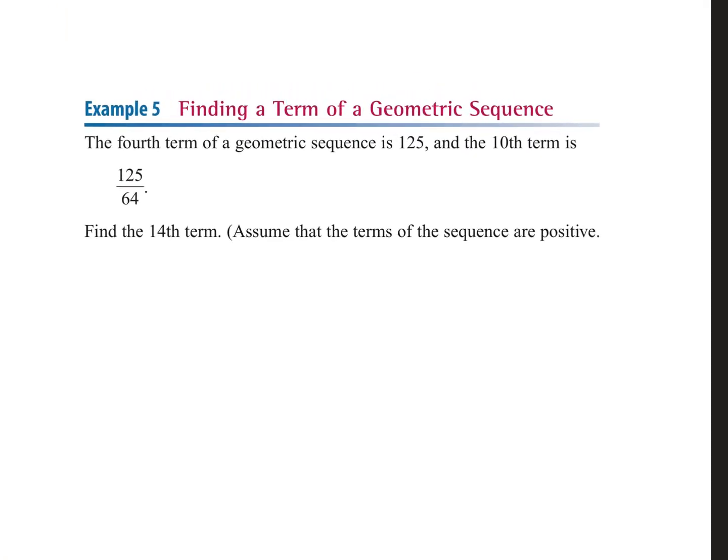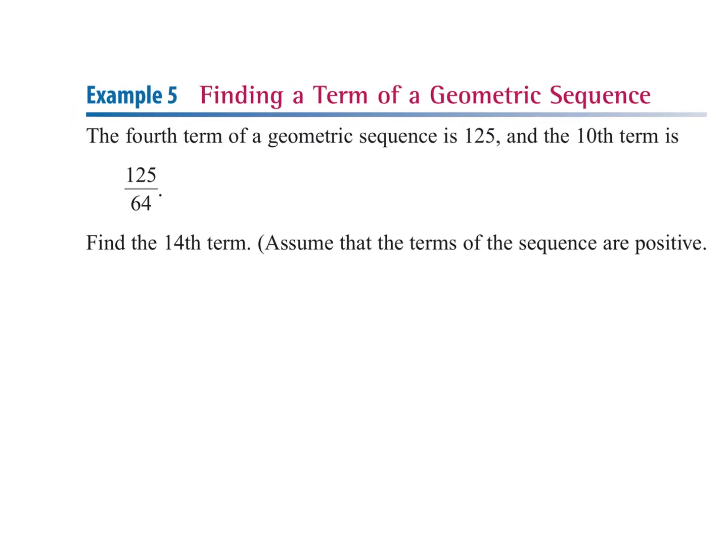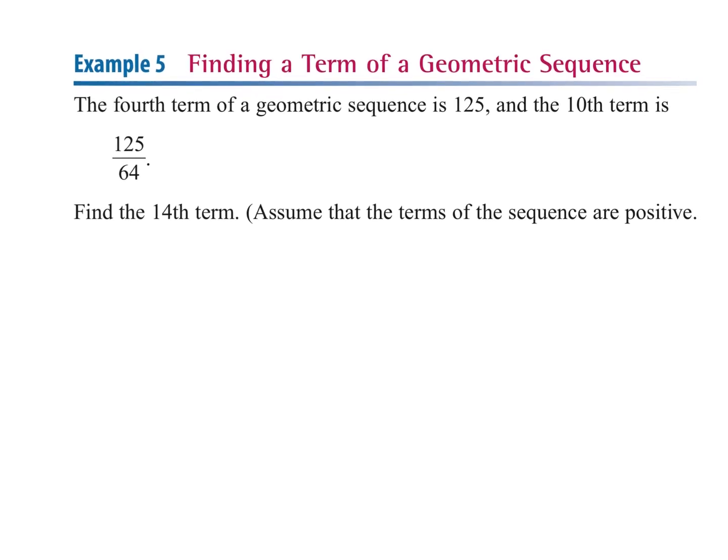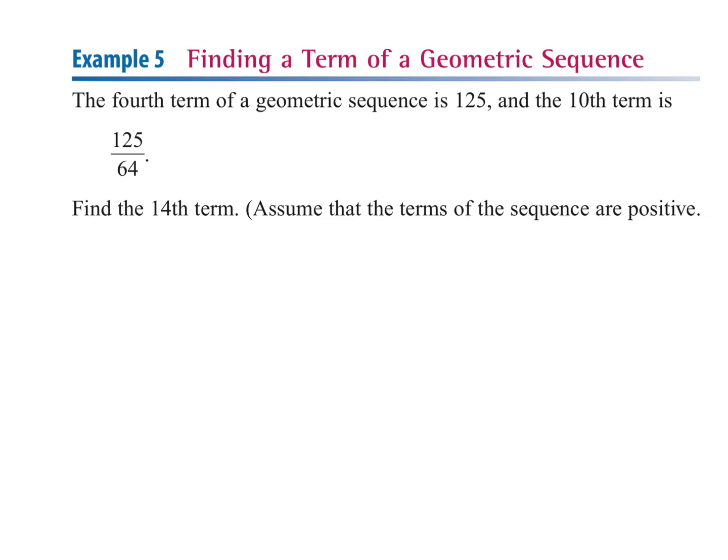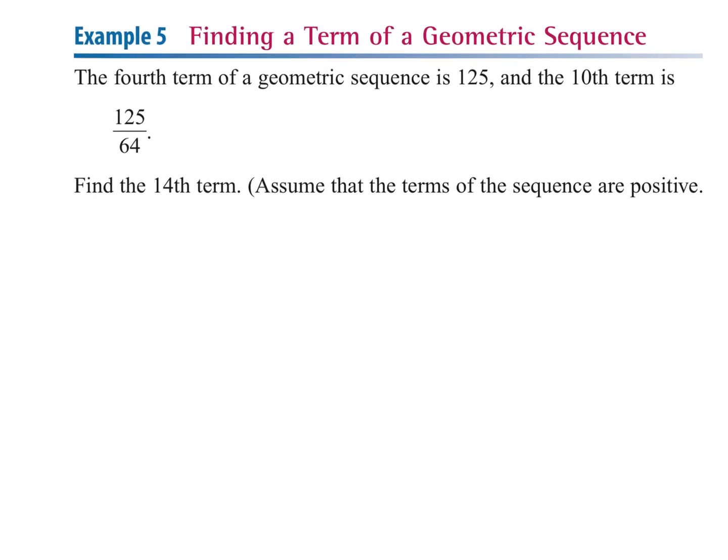All right, example 5. So the 4th term of a geometric sequence is 125, and the 10th term is 125 over 64. And we have to find the 14th term, assuming that all the terms in the sequence are positive. So this, I would say, is probably like the hardest type of question we'll get. We had one like this yesterday when we had arithmetic, where we had 2 random terms, and we had to find one. So we kind of do it the same way.